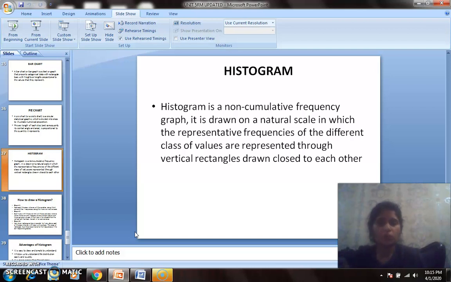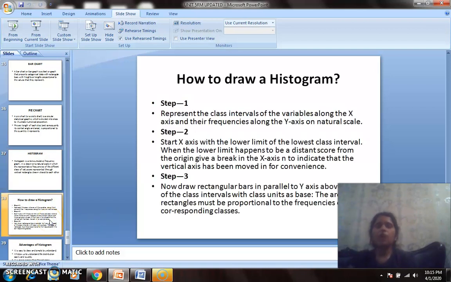So it is a non-cumulative frequency and it is drawn on natural scale, in which the representative frequencies of the different classes of values are represented through vertical rectangles that we have seen, जो कि अभी हमने देखा था, and they are drawn close to each other without having any gap kind of a thing. Now is how to draw a histogram, how we are going to draw it.